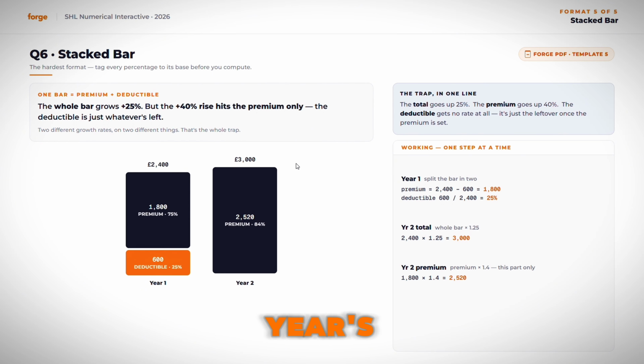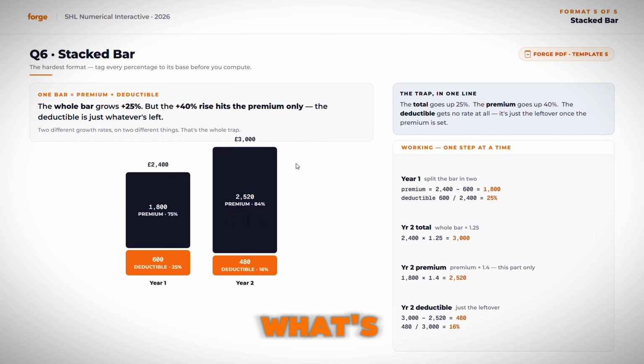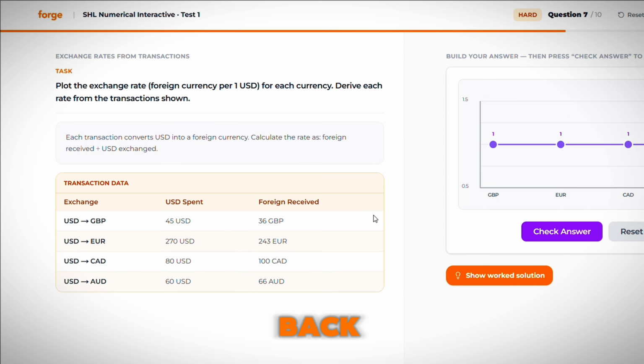So take last year's premium, 1,800 times 1.4, that's 2,520. And the deductible, it's what's left over, 3,000 minus 2,520, and you get 480. And as a share of the new total, 480 out of 3,000 is about 16%. Do you see what happened? The deductible shrank as a percentage even though the bill got bigger. That's because the premium ate more of the bar. That's the entire question. Now for question 7, we're moving back to line graphs.